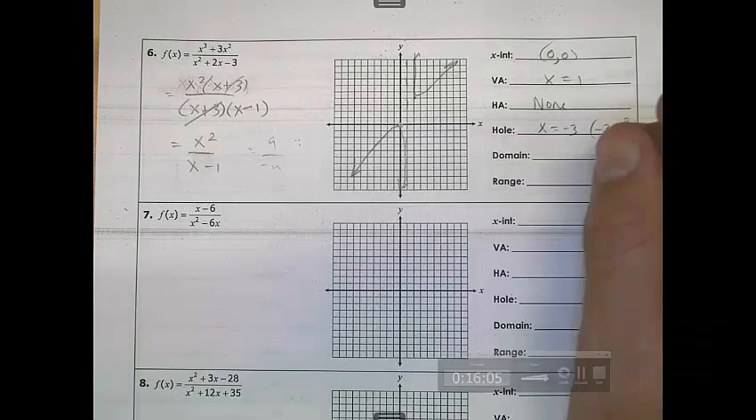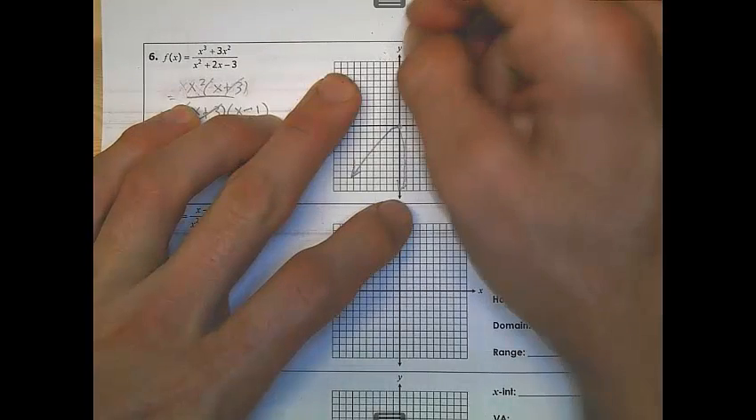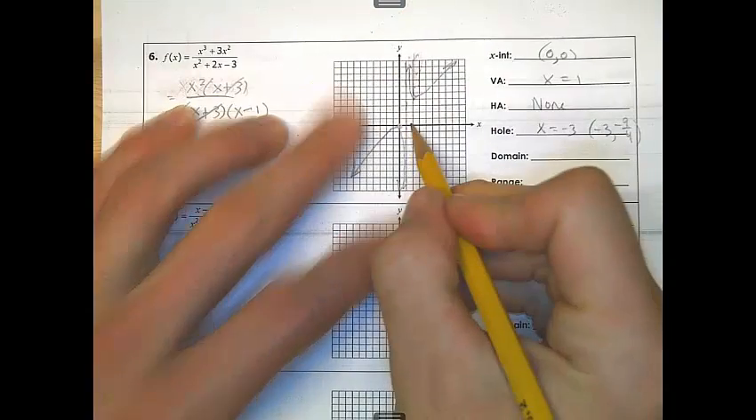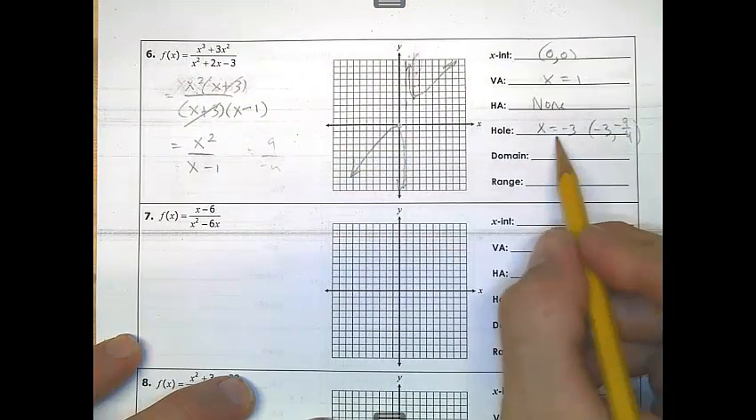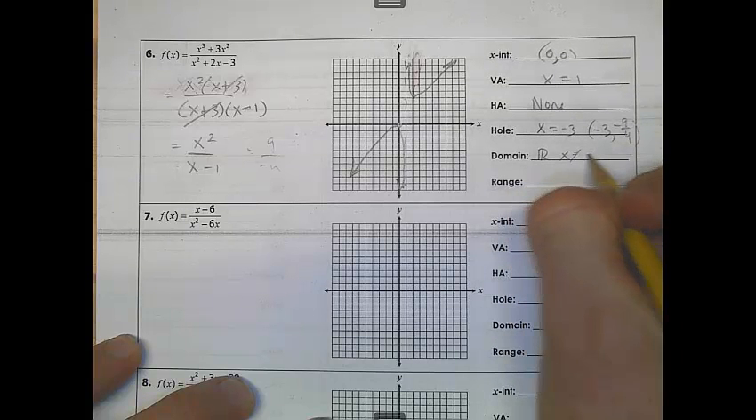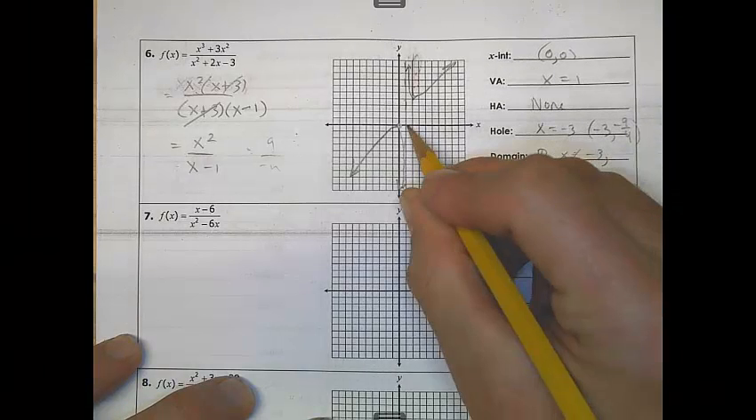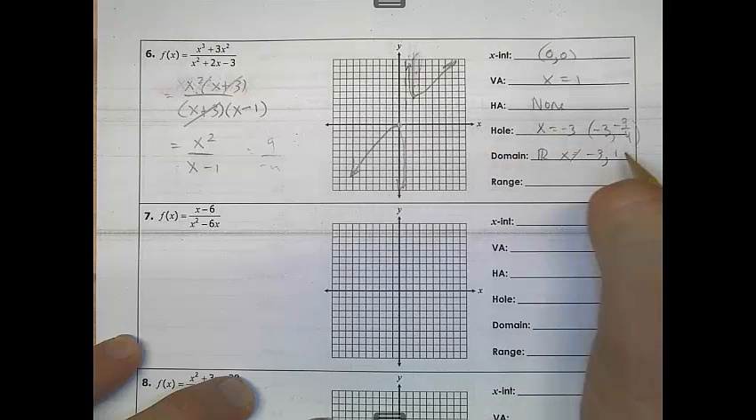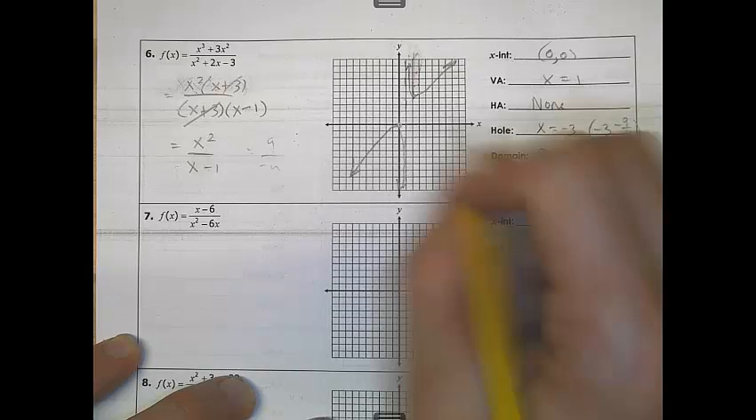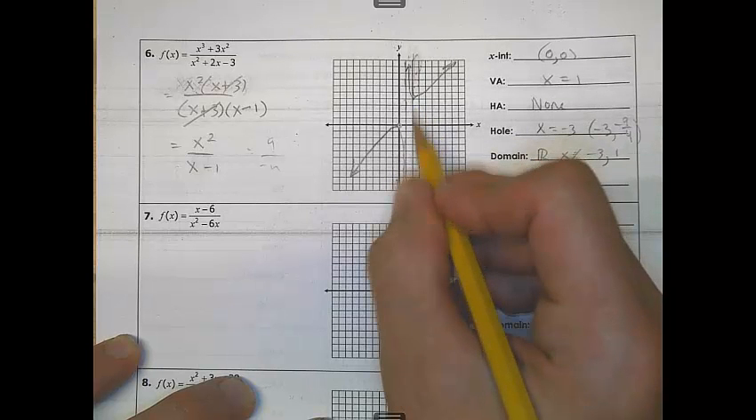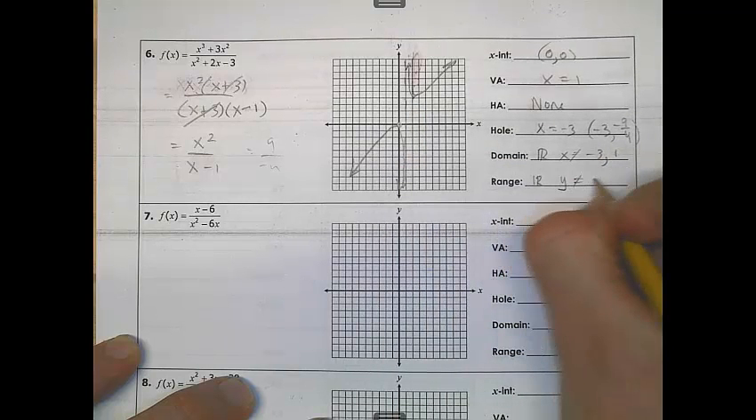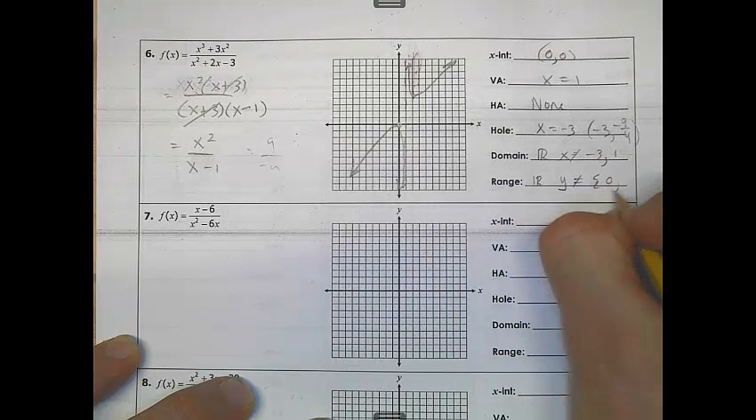I'm sorry, I didn't graph this very well. This goes back to the asymptote. So it's going to be all real numbers except for 1, and then we did have a hole at -3. So it's going to be all real numbers, but x cannot be equal to our -3 hole, and then also our vertical asymptote at 1. And then the range is going to be all real numbers except for these values in between here from 0 to 4. Y cannot be contained in these numbers 0 to 4.